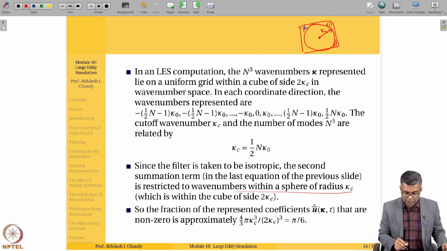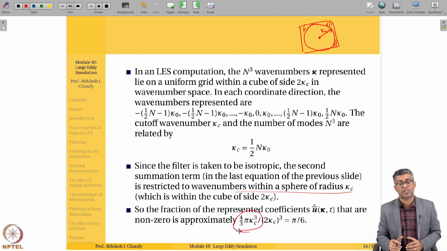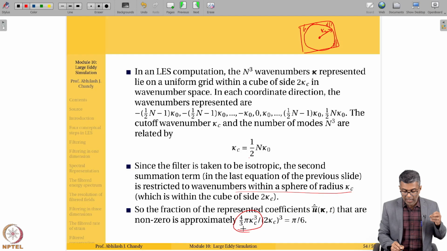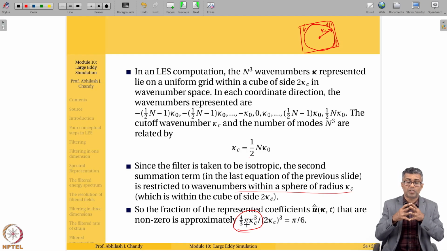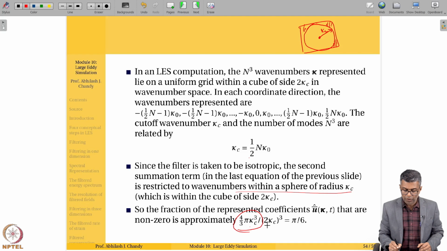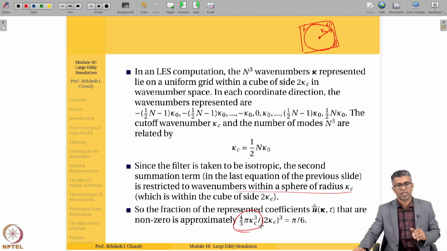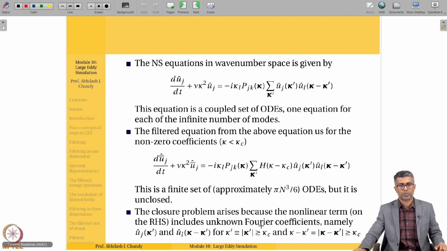Okay, so the fraction of represented coefficients of the filtered velocity field in wave number space that are non-zero is basically 4/3 pi kappa c cubed, which is the volume of the sphere, divided by 2 kappa c cubed, isn't it? 2 kappa c cubed becomes the total number of wave numbers in the cube, right? Whereas 4/3 pi kappa c cubed is the total number of wave numbers in the sphere. So the ratio of this gives you pi by 6. Okay, so that is the fraction of represented coefficients.